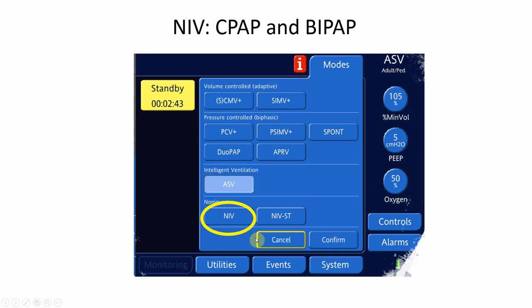And that was his recommendation, and I taught that mode. That just stands for spontaneous timed. We're not going to use that because it doesn't allow you to do CPAP. So we're just going to stick with NIV, and I'm going to explain that.